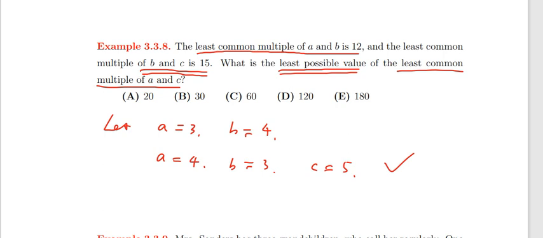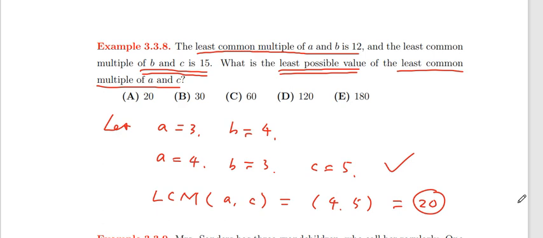This is the common multiple of AB, which is 12. This is the common multiple of BC, which is 15. Then what is AC? What is the least common multiple of AC? It is just 4 times 5, so 4 times 5 is 20. The least common multiple is 20.